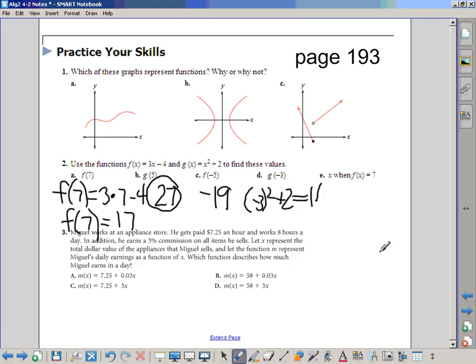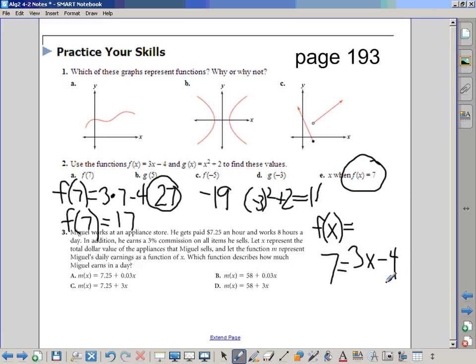E is the first one where you have to work backwards. When they say f of x is 7, you want to actually replace f of x, the entire thing. We're not just replacing x. We're replacing f of x with 7. That's going to be set equal to the equation 3x minus 4. So we have to solve for x in this one.